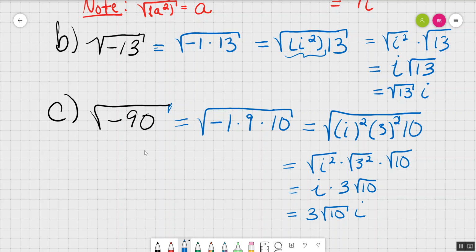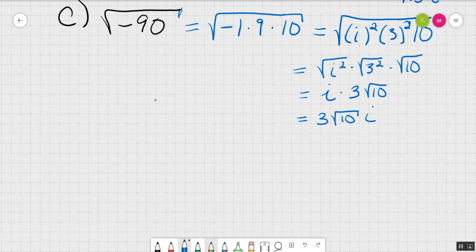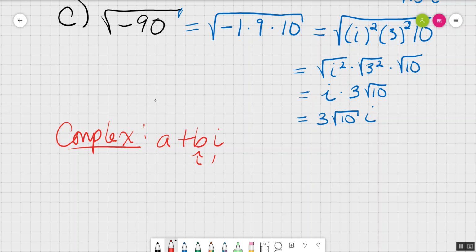Now, some other reasons why I'm writing it like that is because you hopefully remember that complex numbers look like a plus bi. It's number times i, so number times i. So in particular for this one, if we were thinking about it in terms of complex, b would be 3 square roots of 10, and you're like, but there's no plus happening. You're right, because a is 0 for this one. Good times.